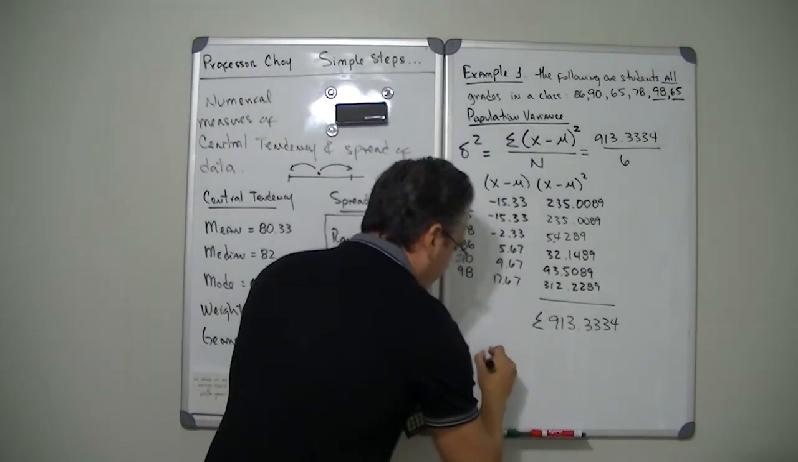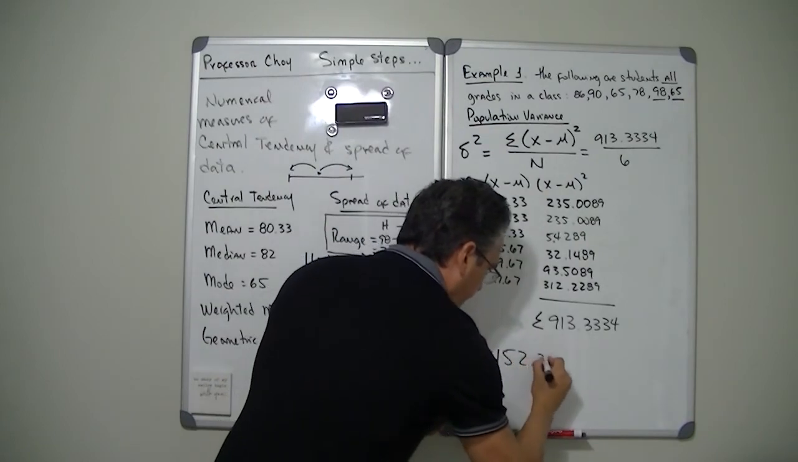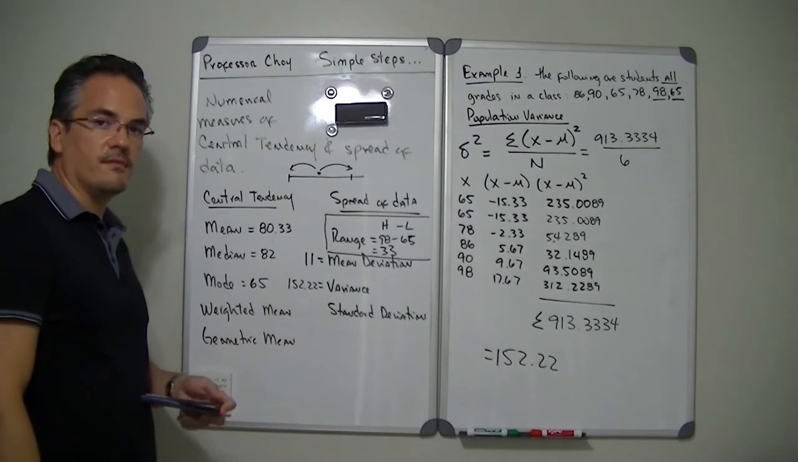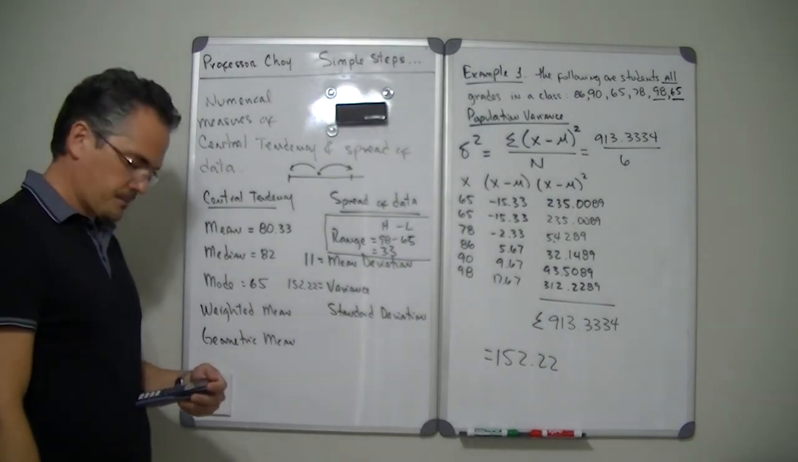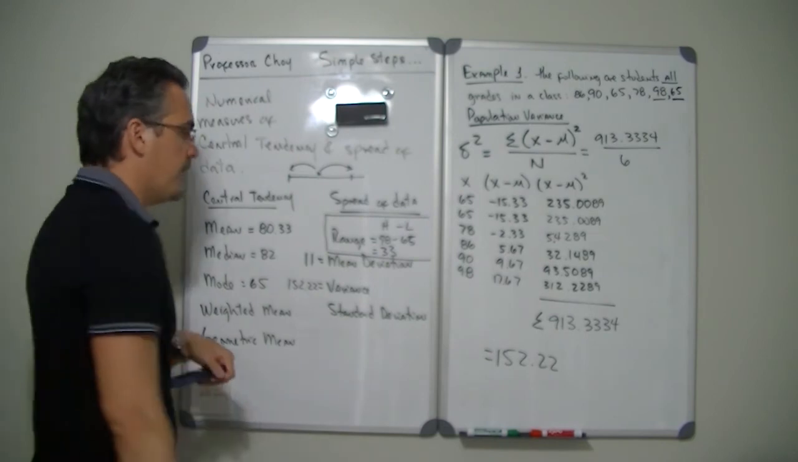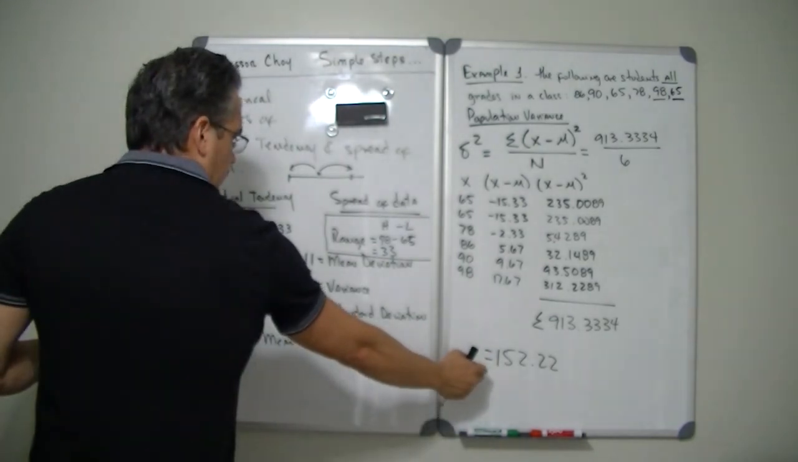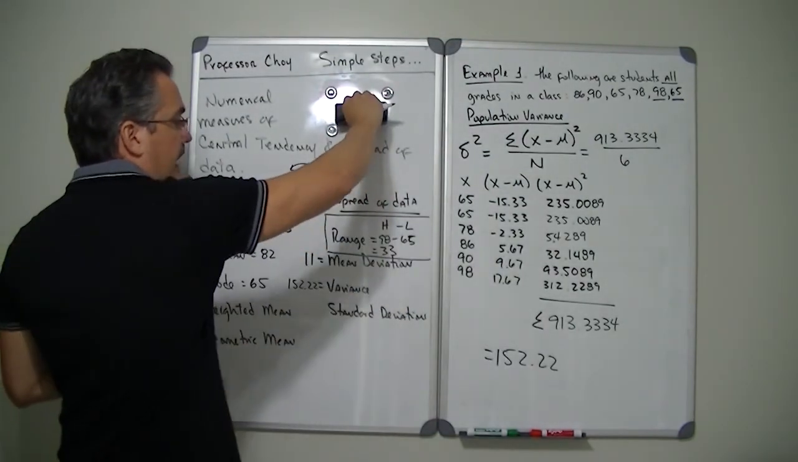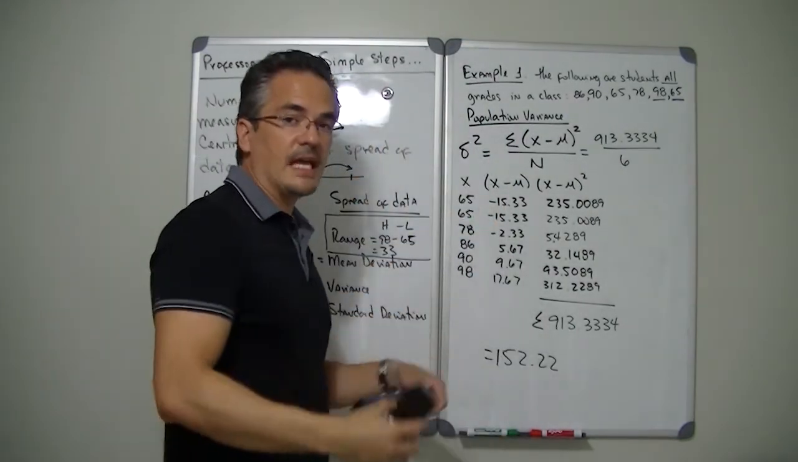That's what we got right now for our variance. Hope you're following. So we got our variance of 152.22 for our data set. Now, let's work on our standard deviation.